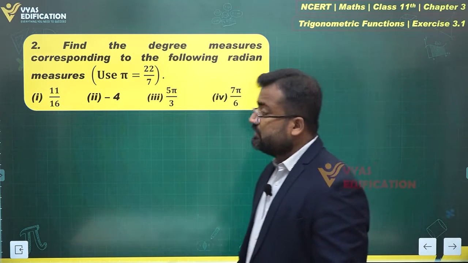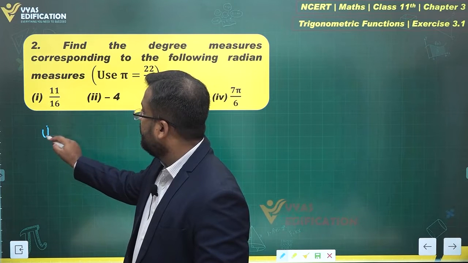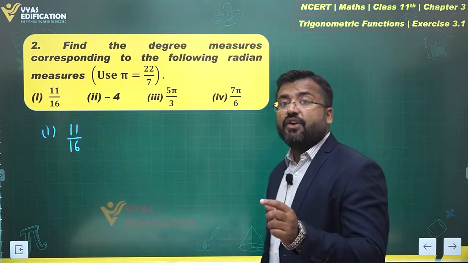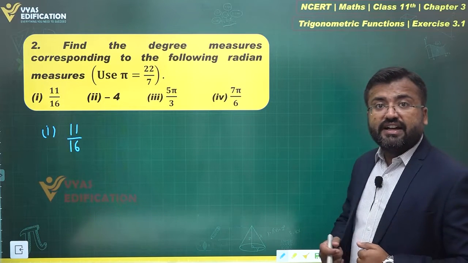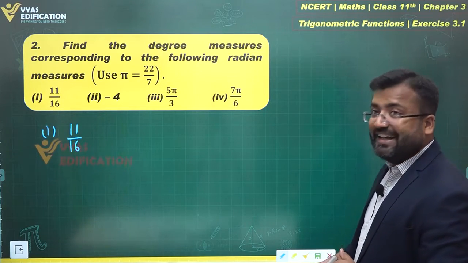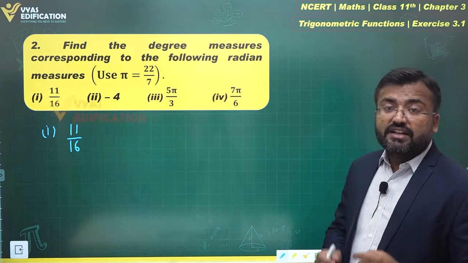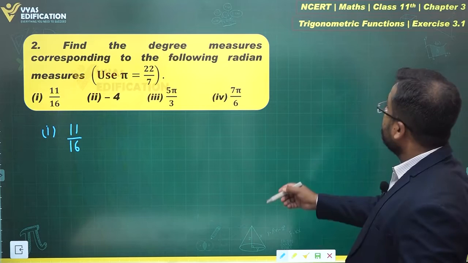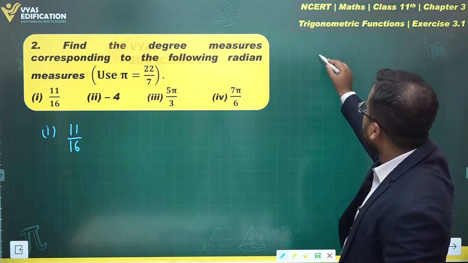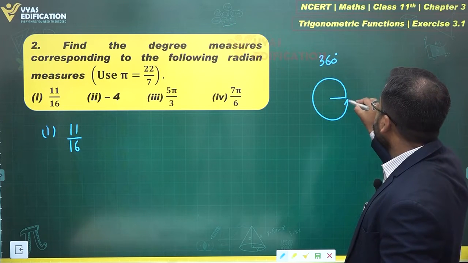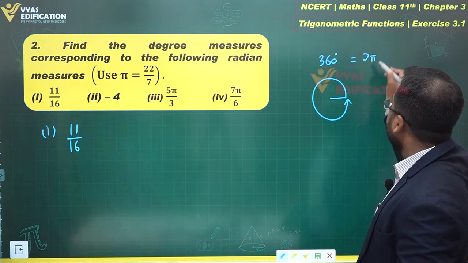So let's talk about this part, first part. If this is 11 by 16 and we want to convert this in terms of degree, how do we convert that, right? If this is 11 by 16 radians, how do we convert it into degree? So for that we need to recall the interconversion formula. Okay, what does the interconversion formula say? That 360 degree, that is one complete rotation, is equal to 2 pi radians.